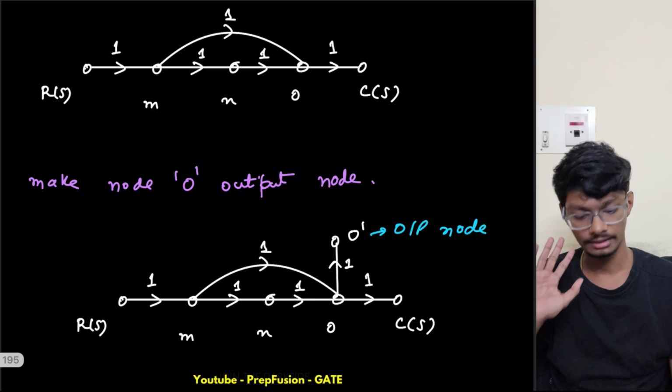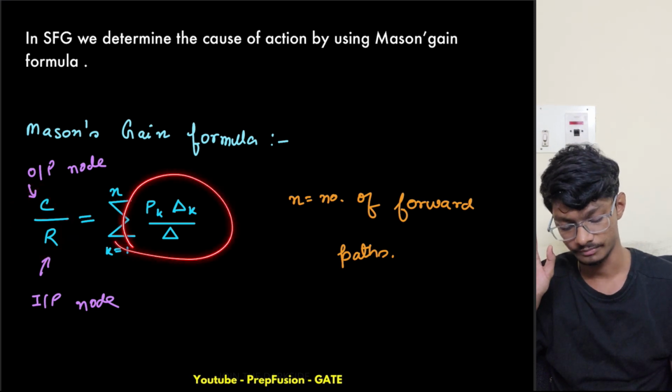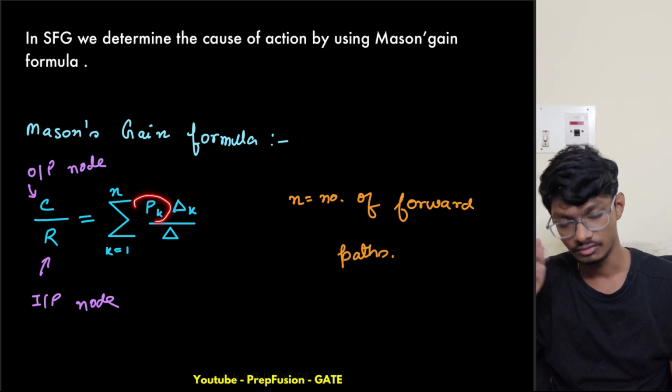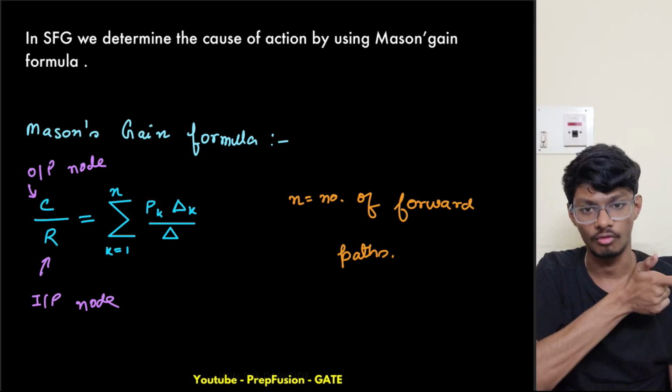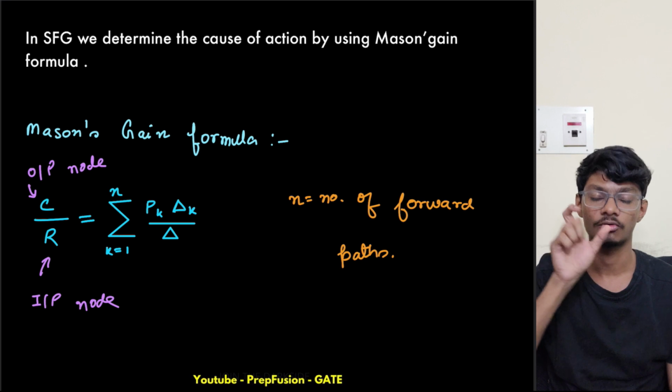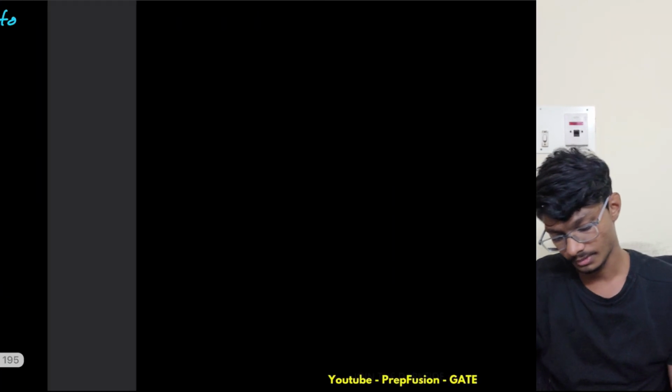Now let's come back to the formula. We have explained the input and output node. Now we'll explain this formula. So Pk, what is the Pk? Basically P is the forward path, or we can say forward path gain. Pk is the forward path gain. Now what is forward path? Let's first understand what is forward path.